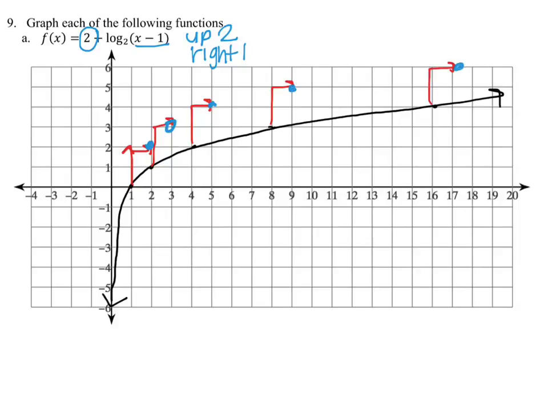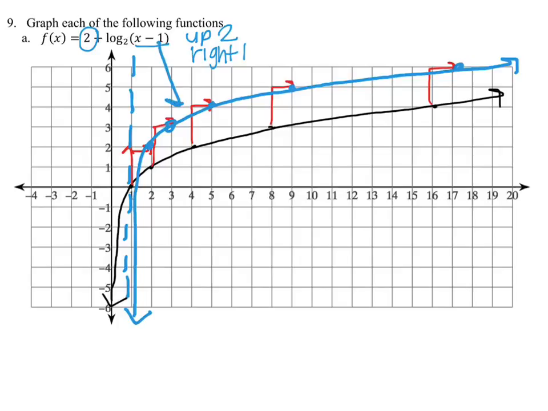And I also have my vertical asymptote had to move right 1 unit as well. So I'm going to put a dotted line there just so I know that I can't cross that line. And then I'm going to connect. So this blue graph right here is the graph of 2 plus log base 2 of x minus 1. Let's go ahead and do one more example.